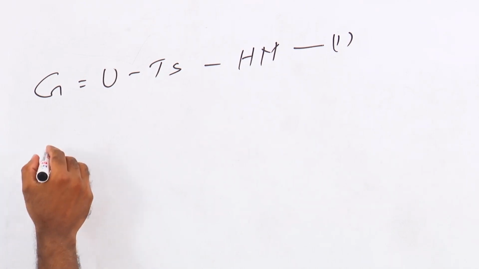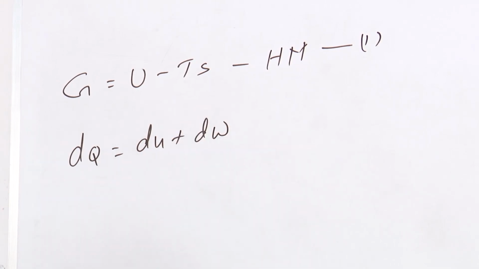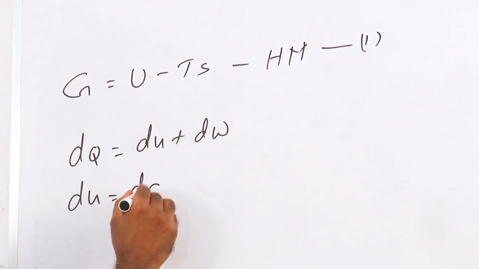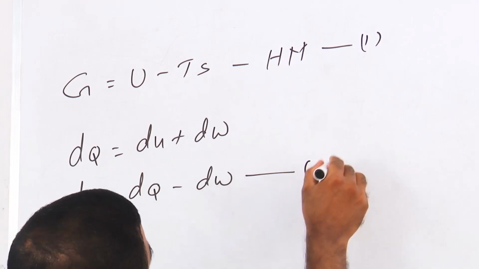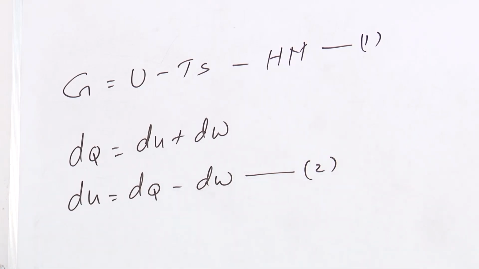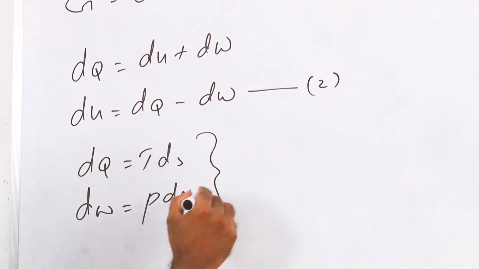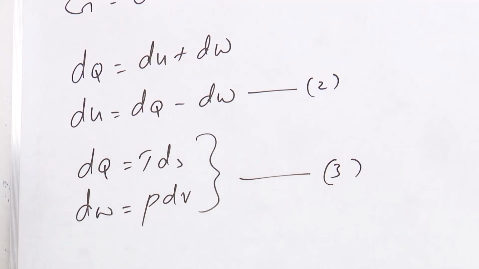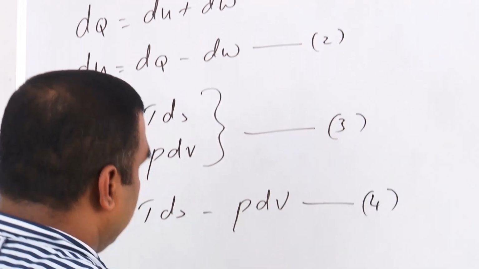According to the first law of thermodynamics, dq = du + dw, or du = dq - dw. Let that be relation number 2. But we know that dq = TdS and dw = PdV. Equation number 3. Therefore, du = TdS - PdV. Let that be relation number 4.